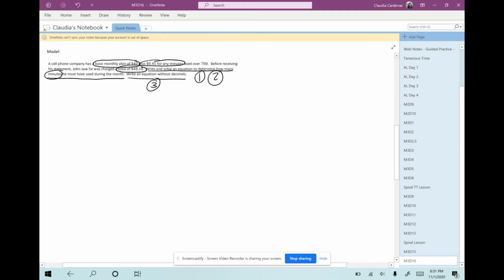Okay. So if a monthly plan is $40 plus 45 cents for any minute used over 700, I see that the standard cost of 40 is whatever is added to the amount that they have to pay for minutes.